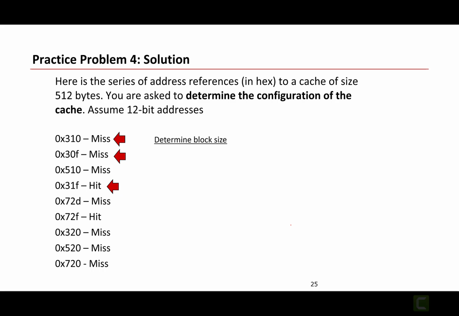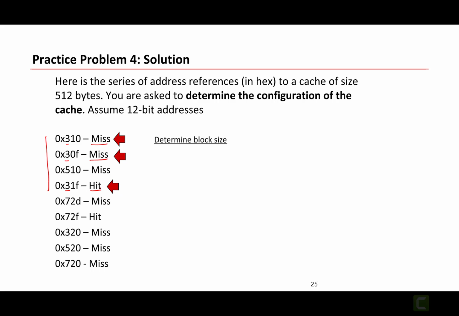So let's now look at the first few cache accesses. You'll notice that the first 3 out of 4 accesses all have the same prefix to their address. Maybe they all came from the same block, and if they did, then maybe we could conclude something about the block size. We also see that a couple of them were misses, and the third one was a hit.